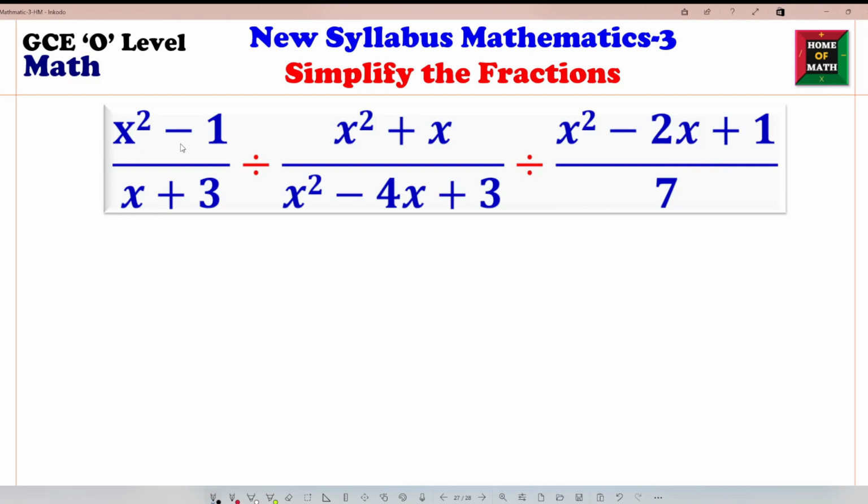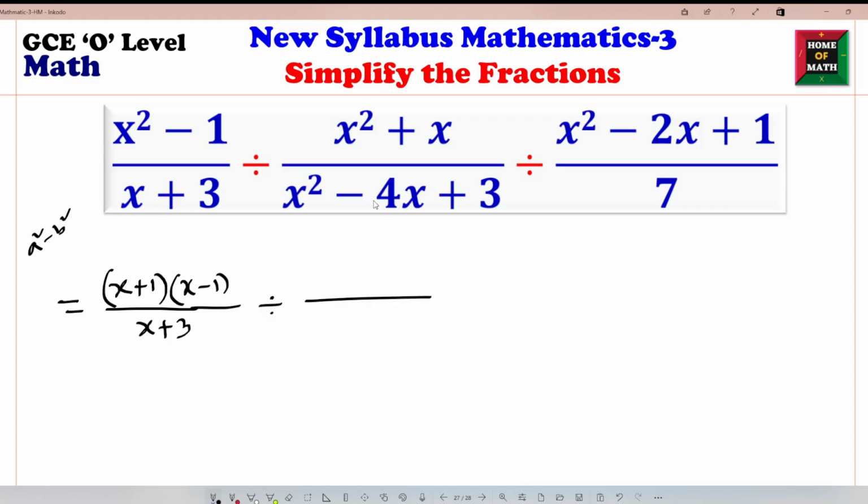First one, (x² − 1) ÷ (x + 3). This one we can write, look, x² − 1², since 1² means 1. So we can write it as (x + 1)(x − 1), based on the a² − b² theory, divided by (x + 3).